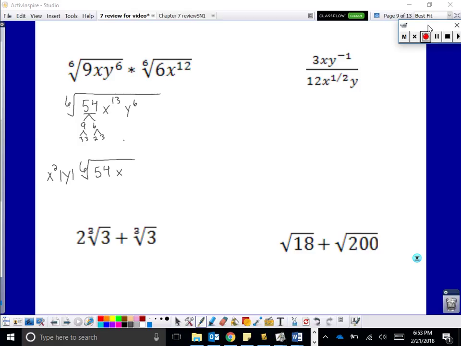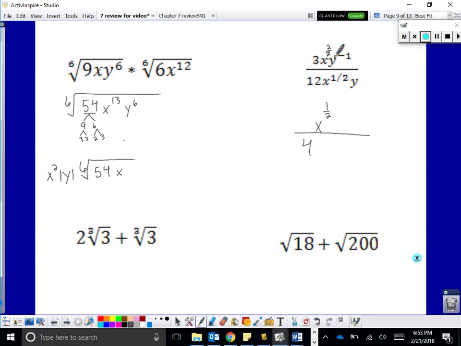This next one, I've got 3xy to the negative 1 over 12x to the 1/2 y. So I'm just going to go piece by piece. Put a fraction bar, 3 divided by 12. That gives me 1 over 4. I've got x to the first and x to the 1/2. If I thought of this as 2 over 2, my exponent property tells me to subtract. So 2 over 2 minus 1 over 2 is going to give me 1 over 2. So on the top, I'm going to have x to the 1/2.